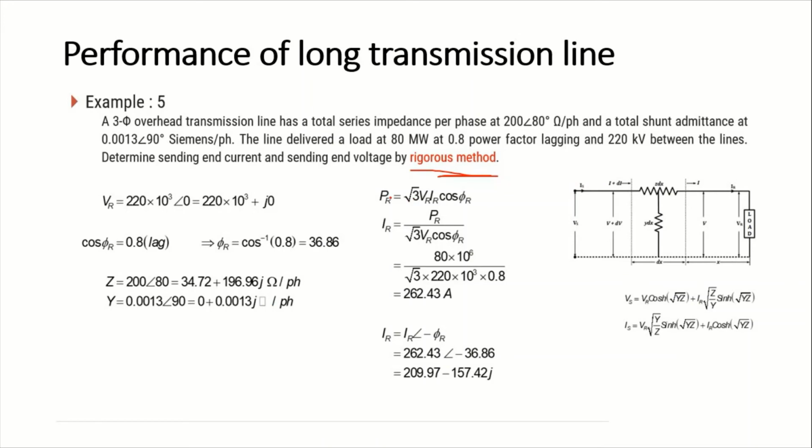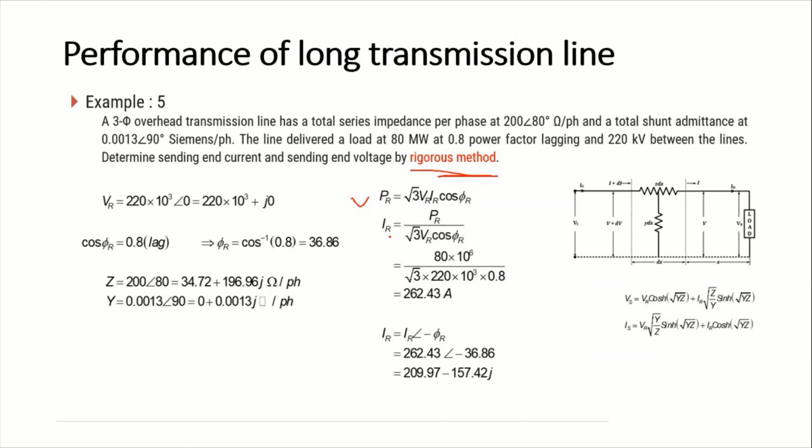Clear? Now the receiving end power is given: PR is equal to root 3 VR IR cos phi R. By using this equation we can find the value of IR, because all the values are given except IR.